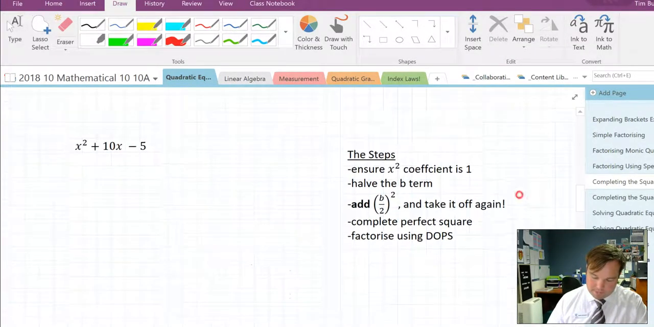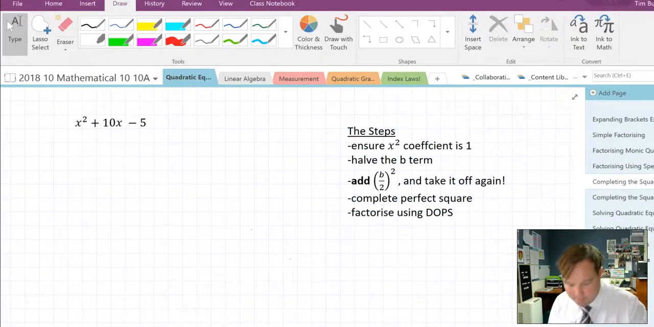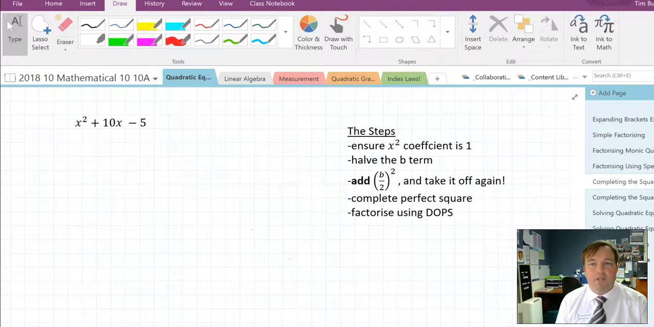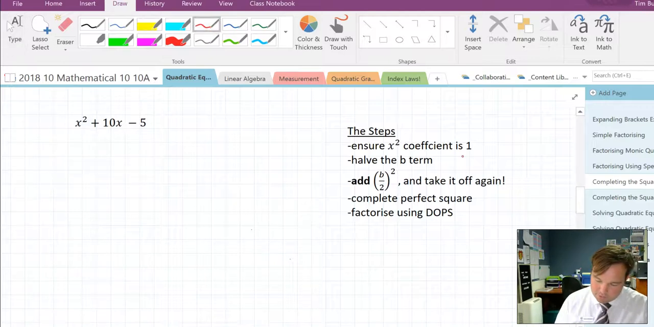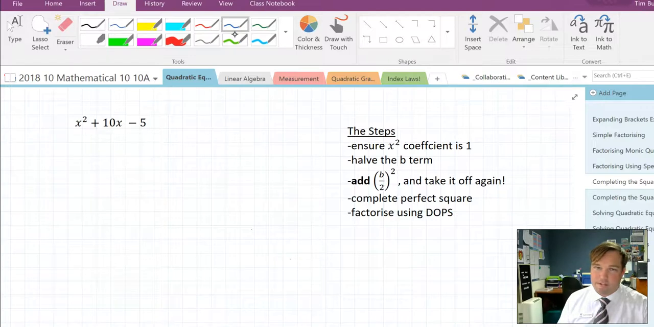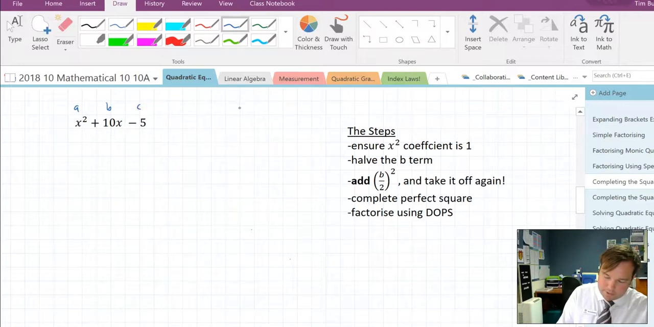Alright, take this one here: x squared plus 10x minus 5. Clearly, nothing multiplies to minus 5 and adds to 10, so we've got to try completing the square. Step 1, ensure there's a leading coefficient of 1. There is. If there's not, you have to force a factor out, and that's not necessarily good. Then halve the b term. This is the b term. Remember, that's our a and our c. So the b term is 10 over 2.